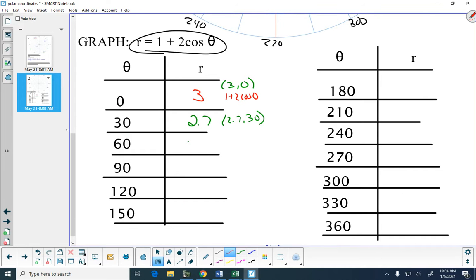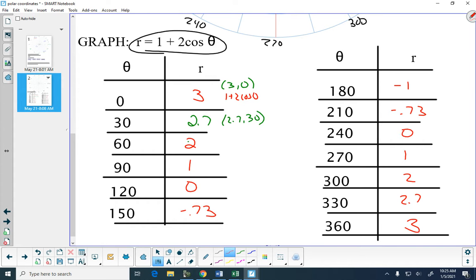If I go down my list here, what would be my r value for 60 degrees? Just read down your values. 2, 1, 0, negative 0.73. 180, negative 1, negative 0.73, 0, 1, 2, 2.73, 3.